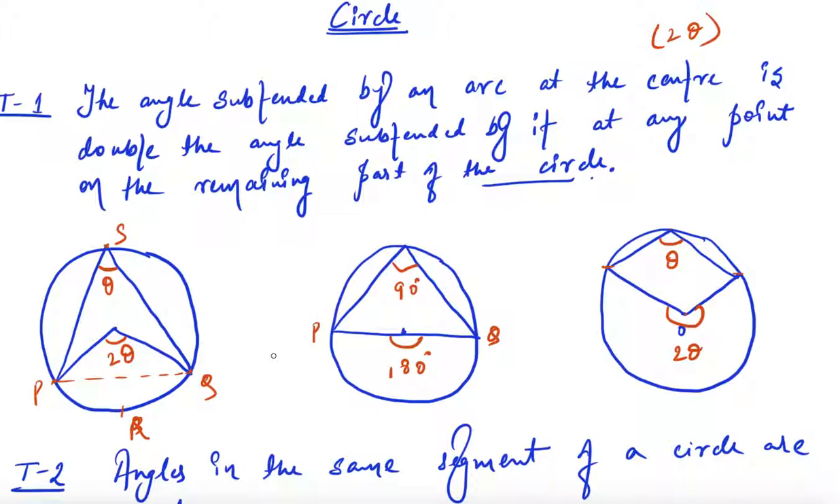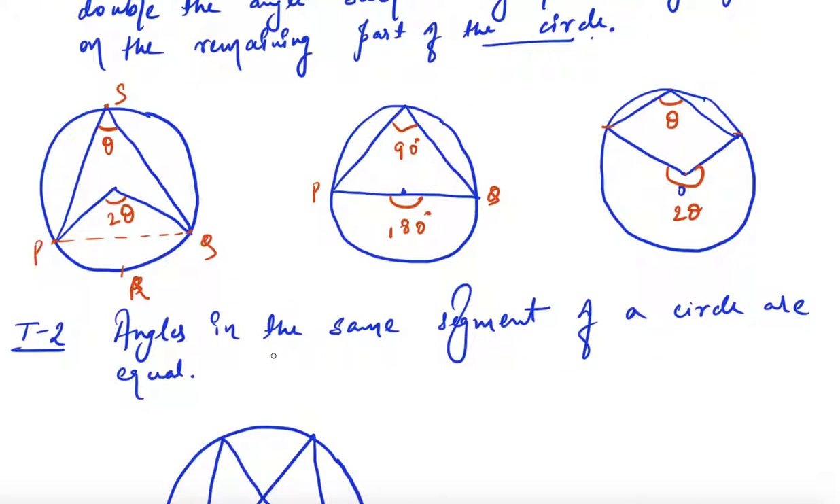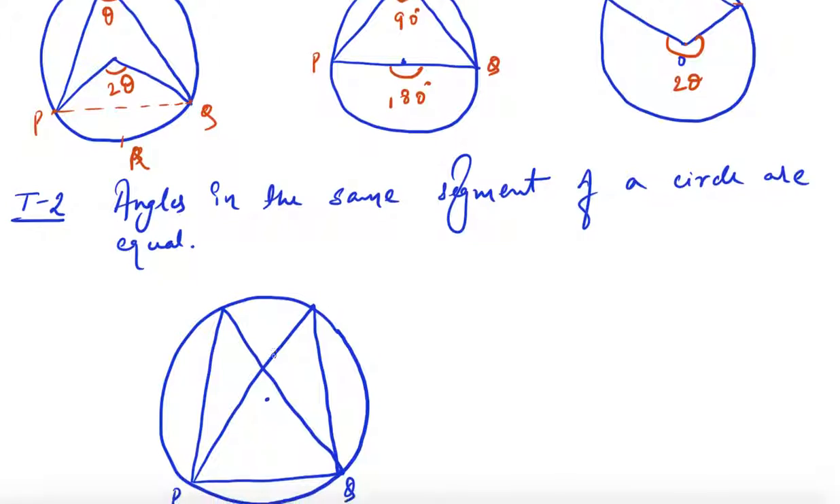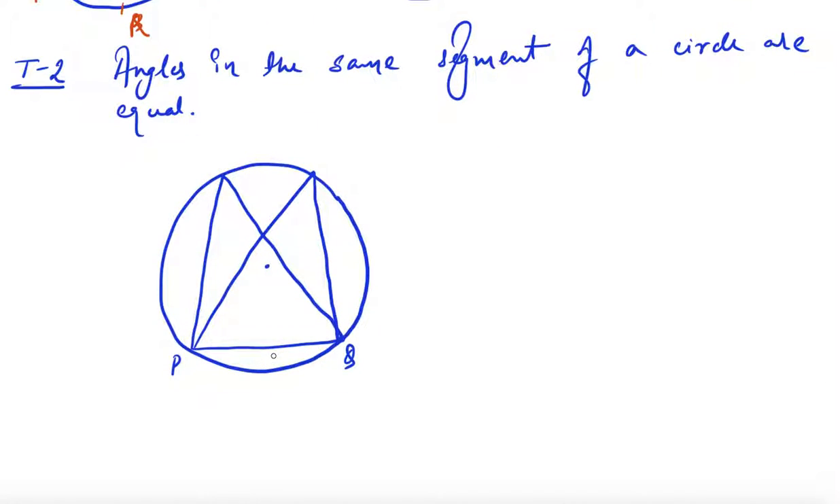Now let us see the proof related to this theorem. But before coming to the proof, there is one more theorem which is basically an application of the first theorem. The theorem says that angles in the same segment of a circle are equal. That is, now we have PQ. The PQ chord divides the circle into two segments. This portion is the major segment and this portion is the minor segment.